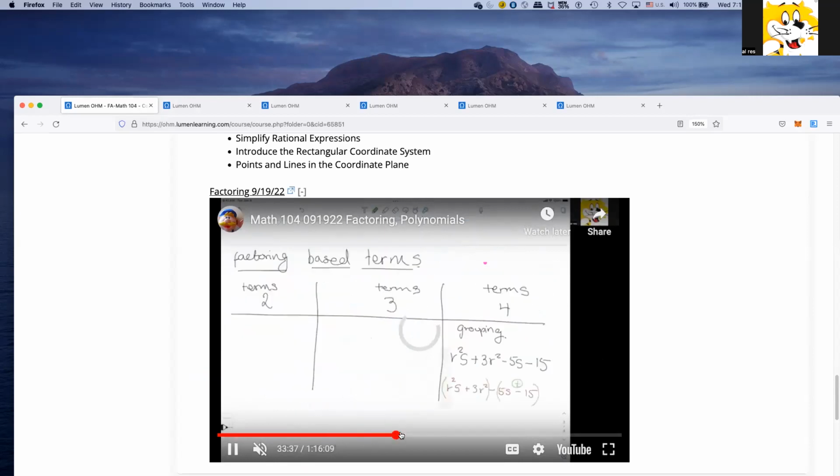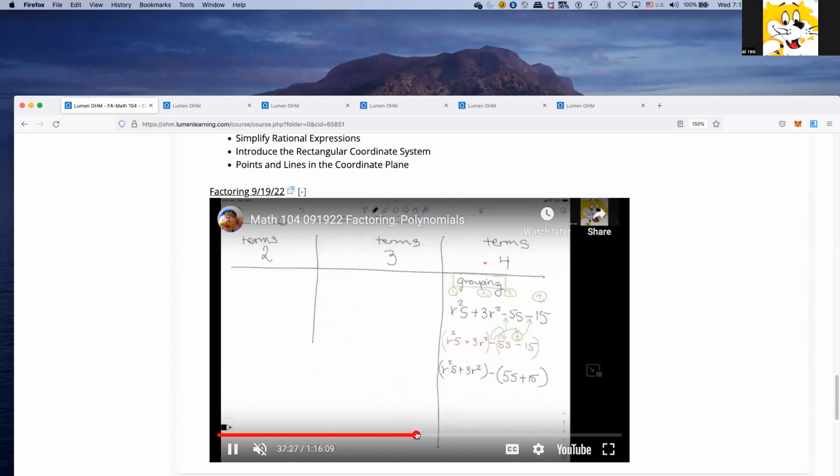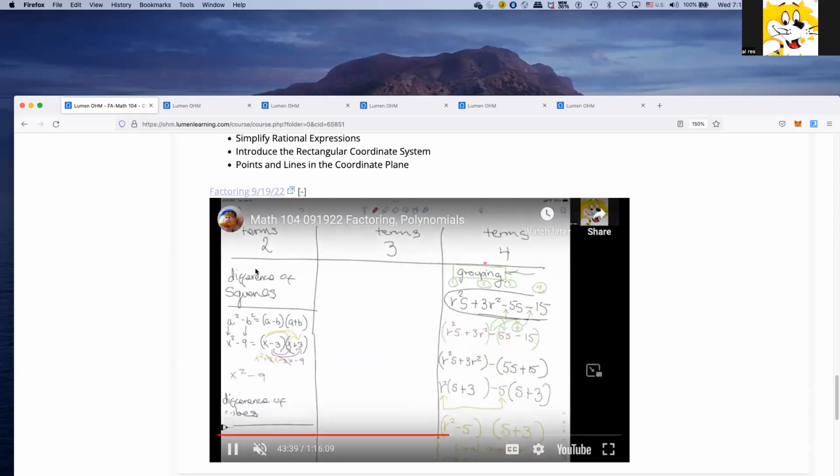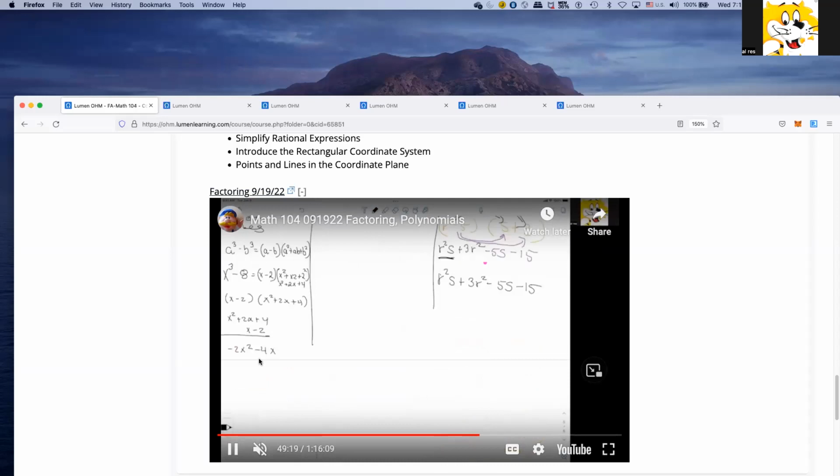And then we went into factoring, right? 2 terms, 3 terms, 4 terms. And I gave examples of grouping. I gave examples of what 3 terms would look like. I am not going to give you anything that I have not gone over on these videos. 2 terms, difference of squares, difference of cubes. And I even go on the video and say, this is the only time that this may occur.